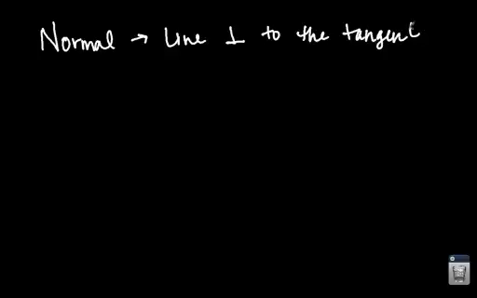So the normal is a line that's perpendicular to the tangent. So when we say find the equation of the normal, that's what we mean. We mean the line perpendicular to the tangent. Okay. All right, so here we go.